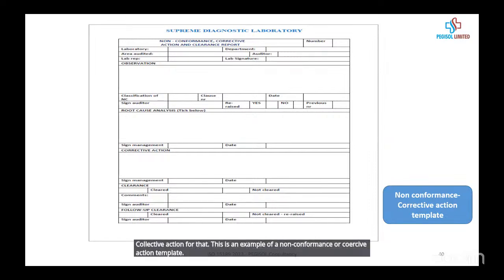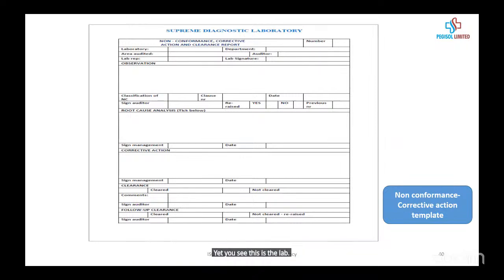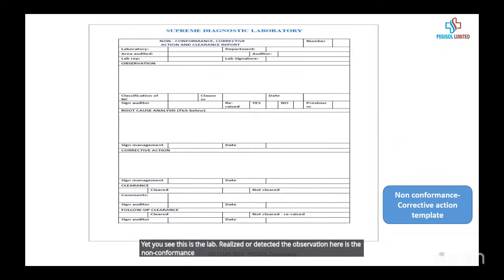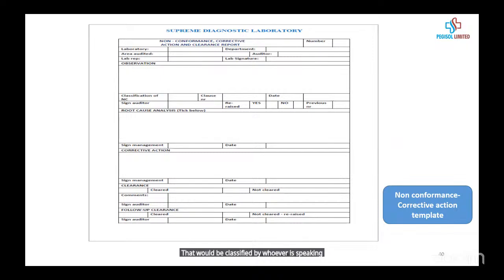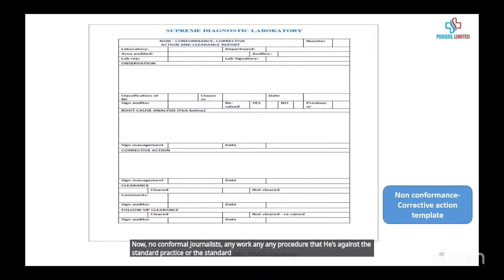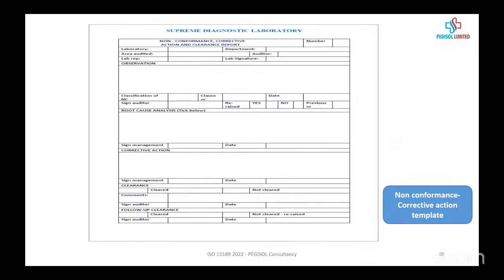Here you see the name of the lab and the area that is audited. The observation here is the non-conformance. You classify whether it's a major or a minor non-conformance, and that will be classified by whoever is raising the non-conformance. Non-conformance generally is any work or procedure that is against the standard practice or the standard requirement. It's a non-conforming work. So you do a root cause analysis.